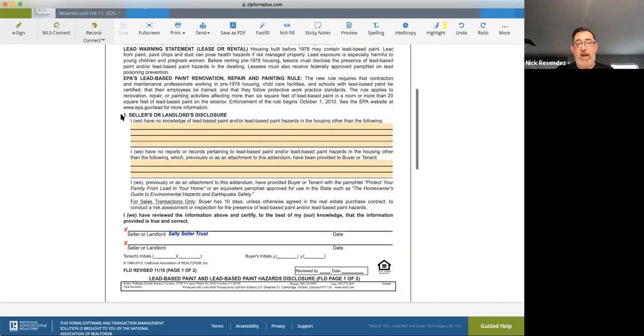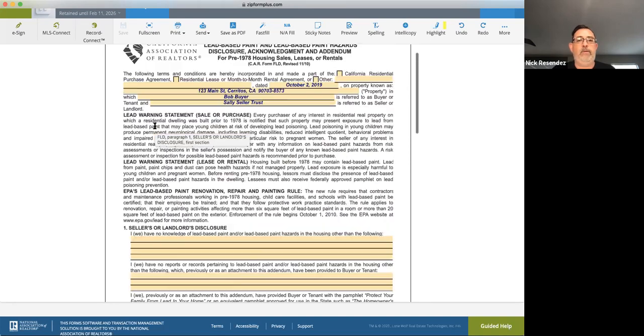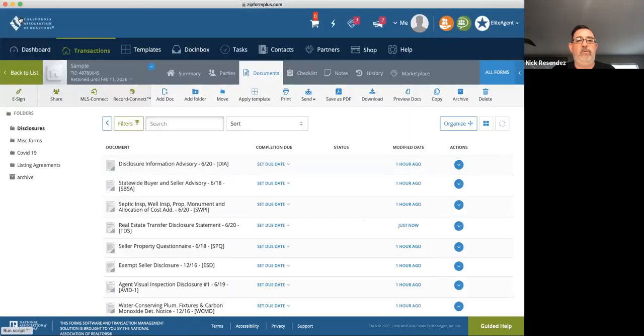Simply, paragraph one: do we have any knowledge of lead-based paint or lead-based paint hazards? If yes, write it in the notes here. Part two of this is, have you ever done a report or have any records about lead-based paint or lead-based paint hazards? If yes, fill it in. If the seller is not aware of any lead-based paint, then they would just leave all this blank. They would sign, and that's their affidavit. Okay, if that makes sense. Moving on.